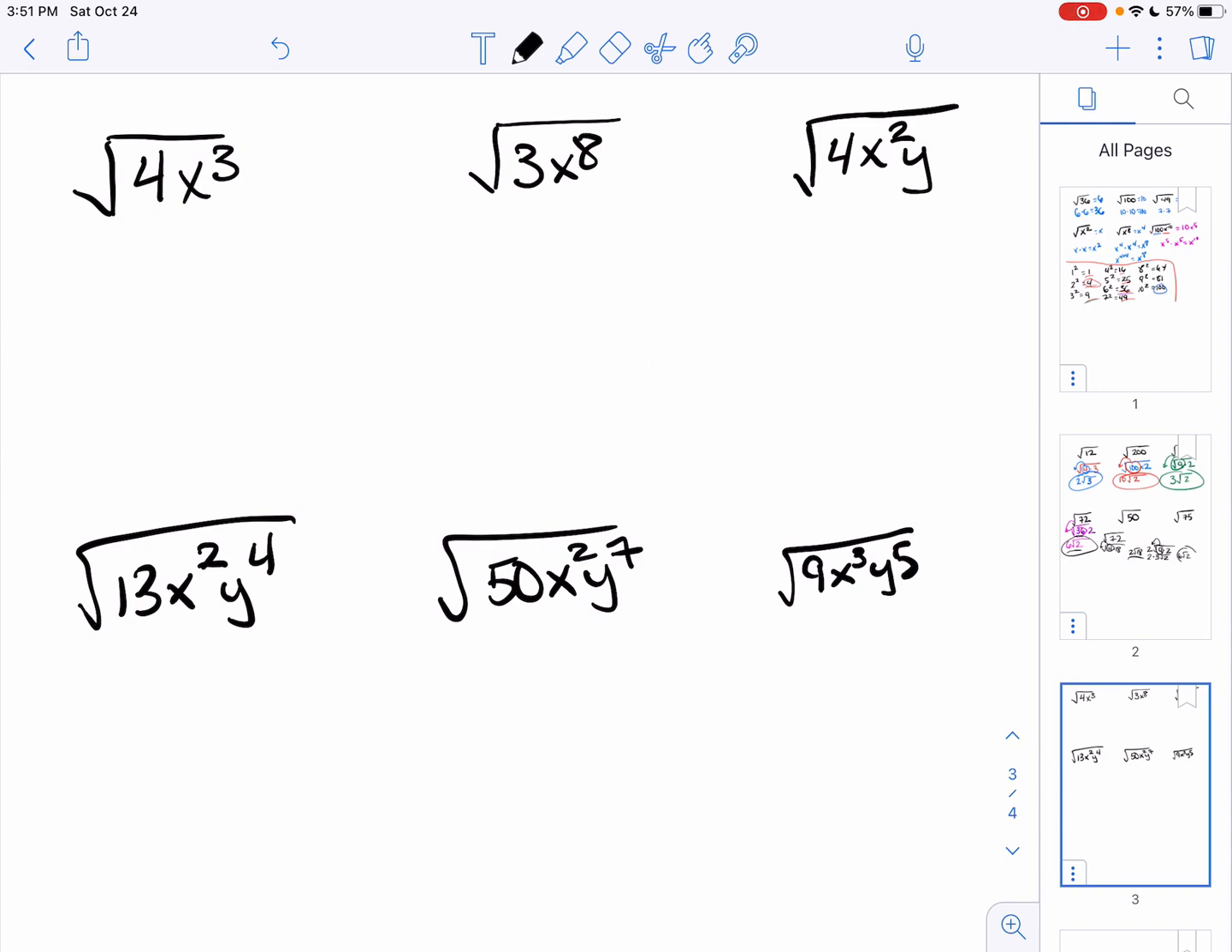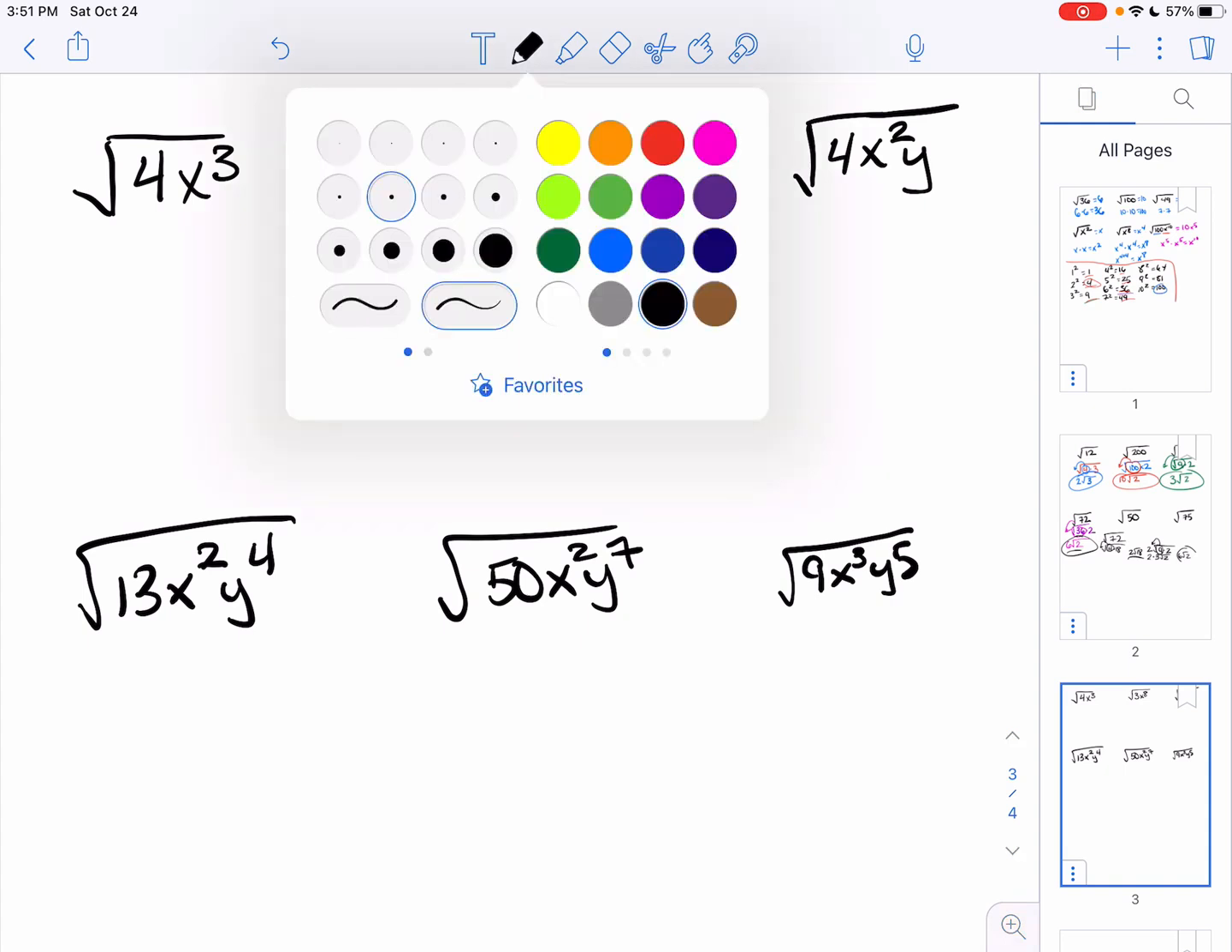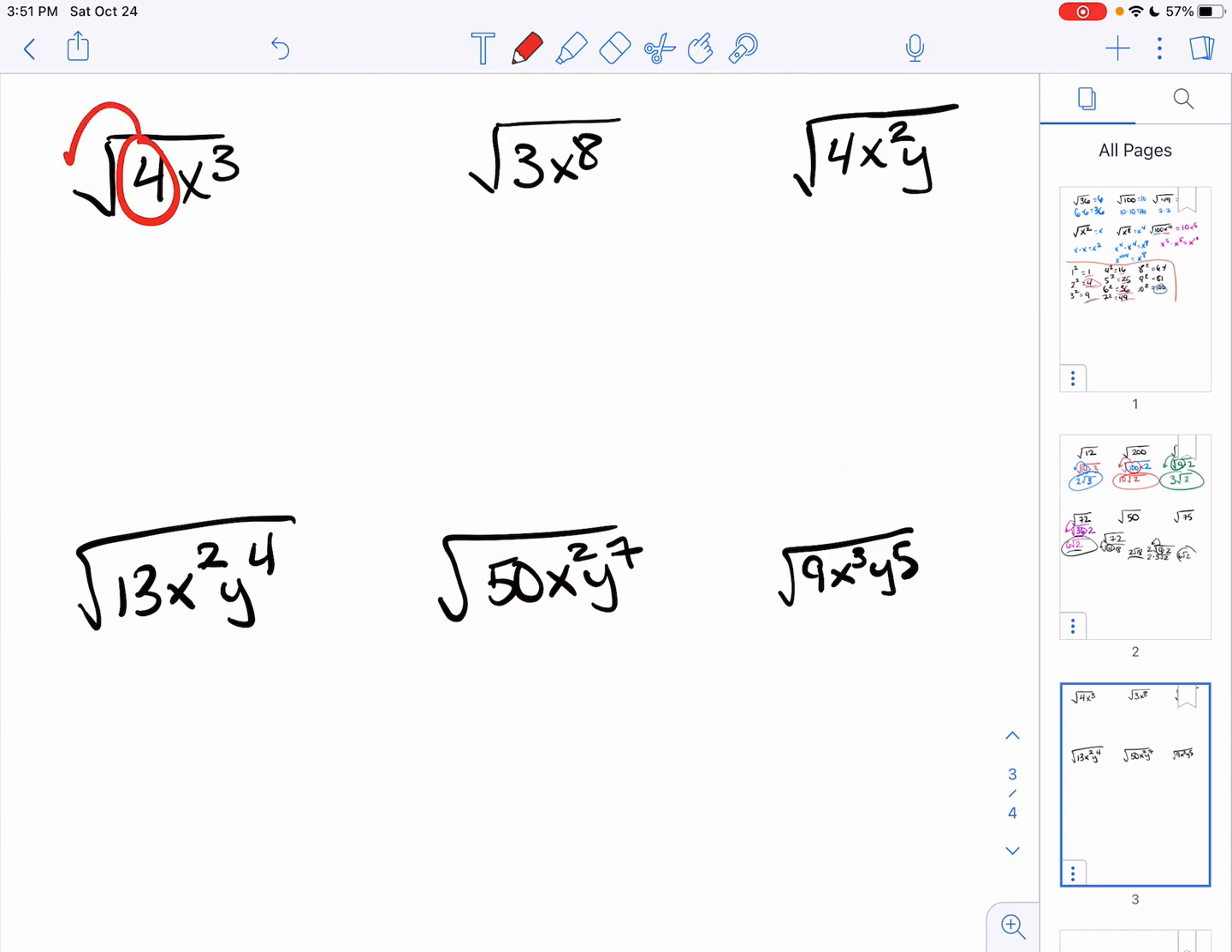So for the first one, 4x to the third, we have to consider this as 2 different things. We have 4x, and then we have x to the third. So the 4 can actually come out as a 2. So I'm left with 2 radical x to the third. So the thing is, x to the third is not even. The 3 is not even, so it is not a perfect square. But we can change this the same way we changed the numbers, to make this as x squared times x.